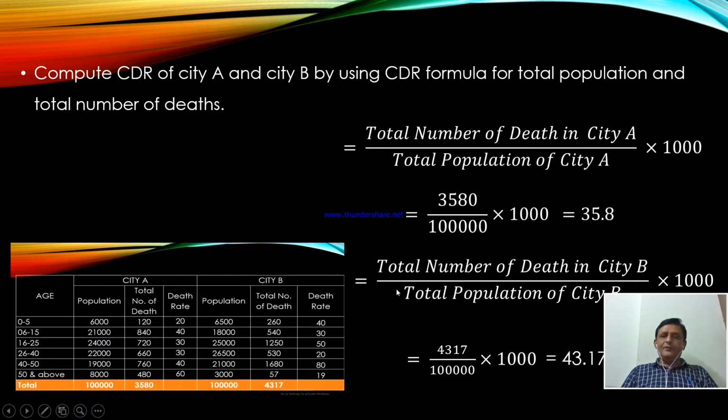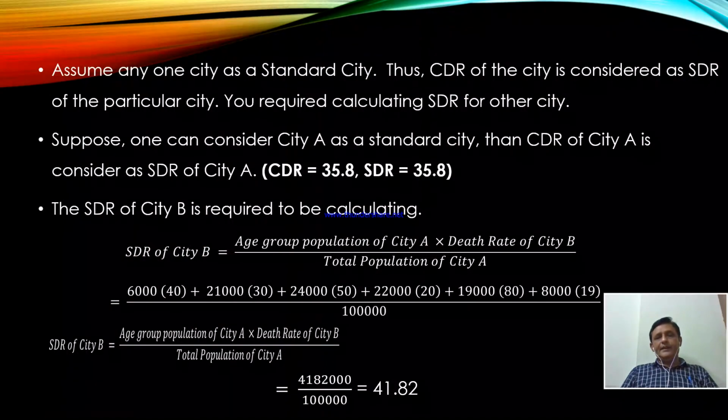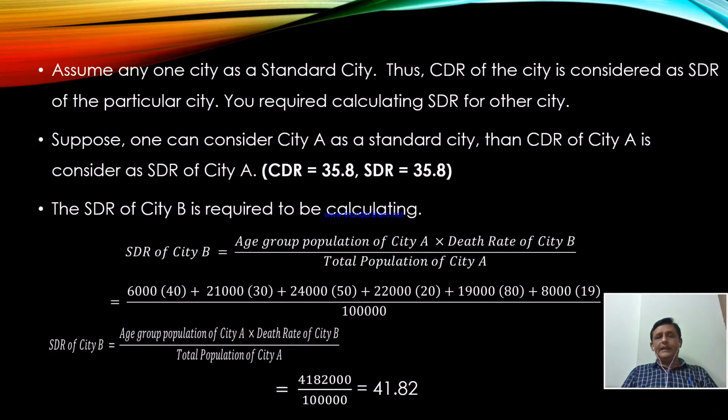Similarly, we use the same formula but change the name of the city. Total number of deaths in city B divided by total population of city B into 1000. Okay, fine. Let's check. The totals are given. 4317 is the total number of deaths in city B, which is divided by 1 lakh as the given total population for city B, and when we multiply that with 1000, here we get 43.17, right?